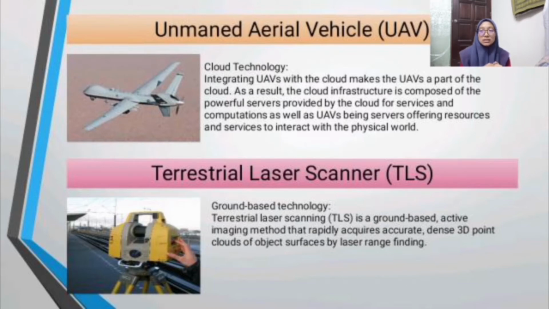Next is terrestrial laser scanner or TLS. As a ground-based technology, terrestrial laser scanning or TLS is a ground-based active imaging method that rapidly produces accurate, dense 3D point clouds of object surfaces by laser range finding. It's suitable for measurement of building height.